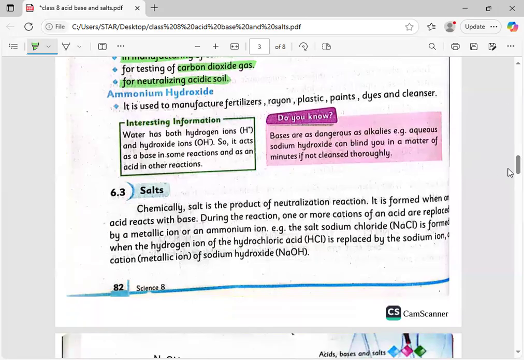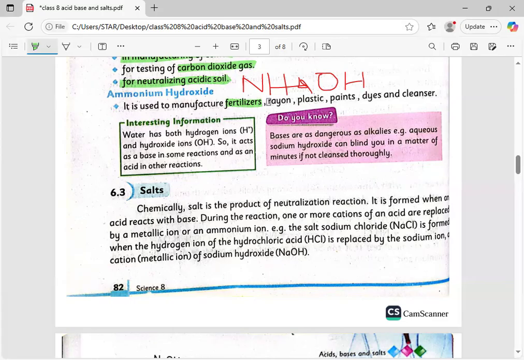Then we have the last base, ammonium hydroxide. Ammonium is NH4 and hydroxide is OH, so ammonium hydroxide has the formula NH4OH, and it is used in the manufacturing of fertilizers. What are fertilizers? Fertilizers are chemical compounds or substances used by farmers for the proper nutritious growth of their crops.